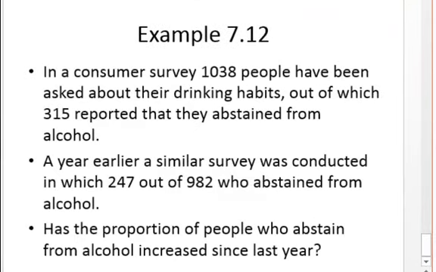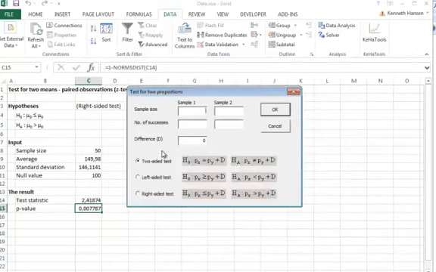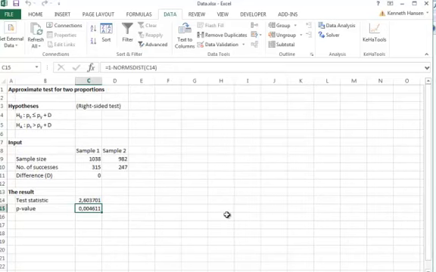In the last example, we are going to compare two proportions. The proportion of people who don't drink alcohol. So we're going to test for two proportions. The current survey says that out of 1,038 persons, 350 are not drinking alcohol. Last year, 982 persons were asked and 247 people didn't drink alcohol. Has the proportion now increased from the proportion last year? We test right-sided and get this result.